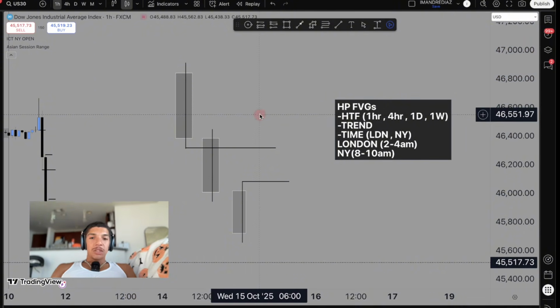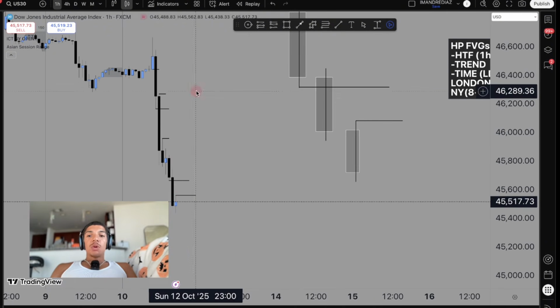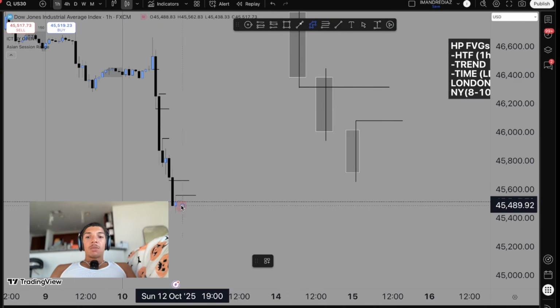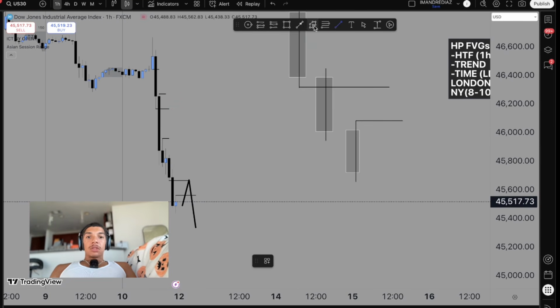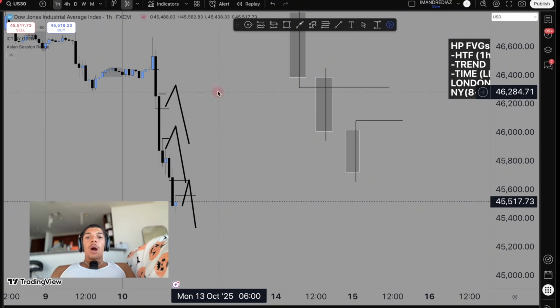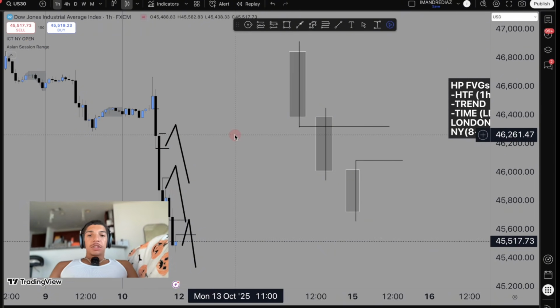You don't want to go against the trend with these gaps. I'm not saying it's not possible, but for example, all these gaps that we have marked up, these are areas that I would ideally be looking for sells, not buys. I would be looking for reactions to the downside off of all these gaps that we had marked up earlier. Why? Because the overall trend is bearish.